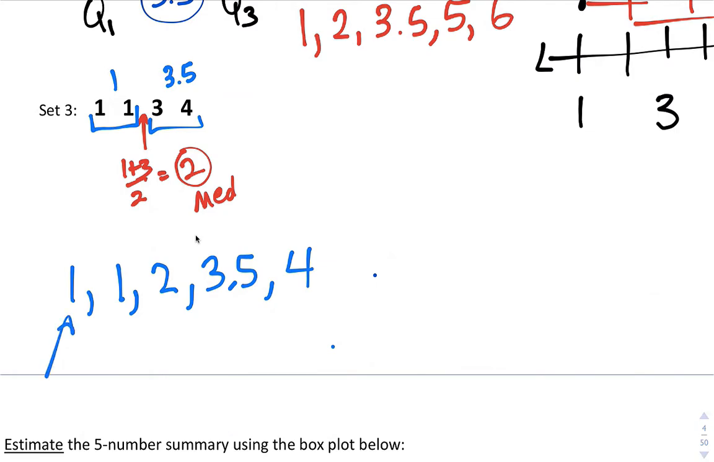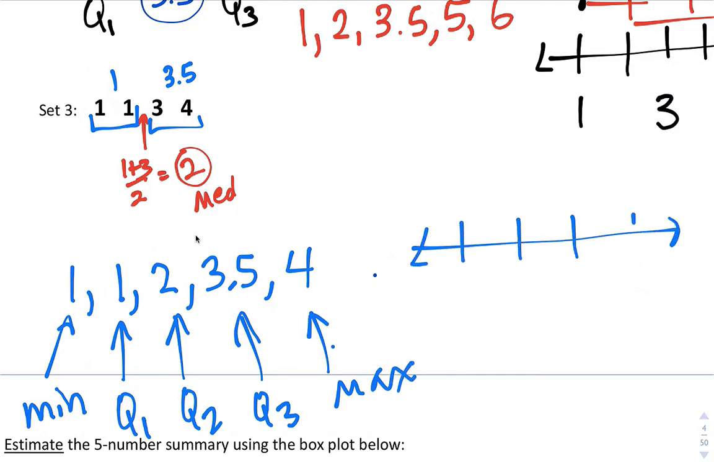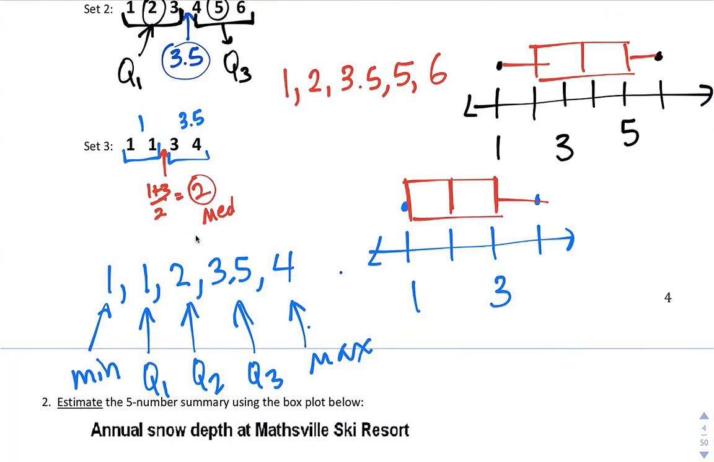Again, I'll label these. So here's min. This is Q1, Q2 our median, Q3, and our max. Okay, so 1, 2, 3, 4. Okay, so for the min and max, we're going to do dots. And then where we have Q1, Q2, and Q3. So in this case, there's not going to be a whisker on this end. There's just going to be one whisker.